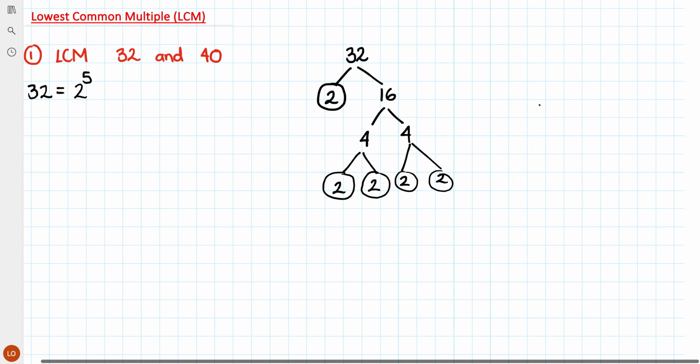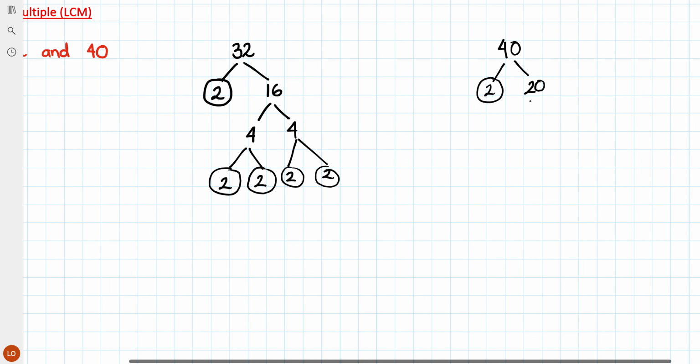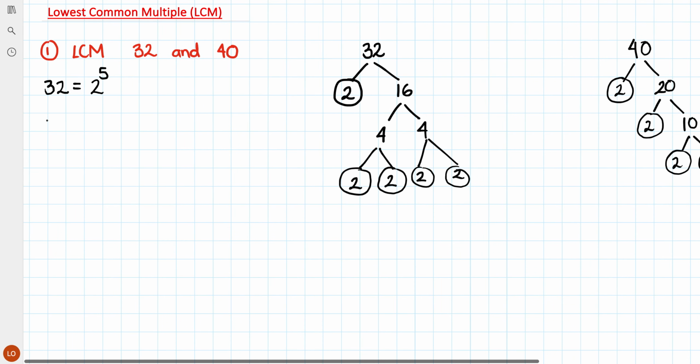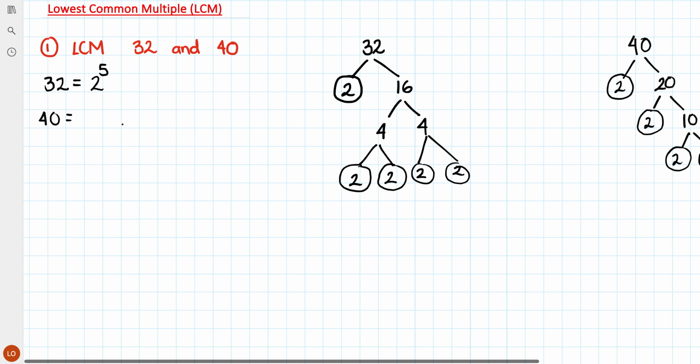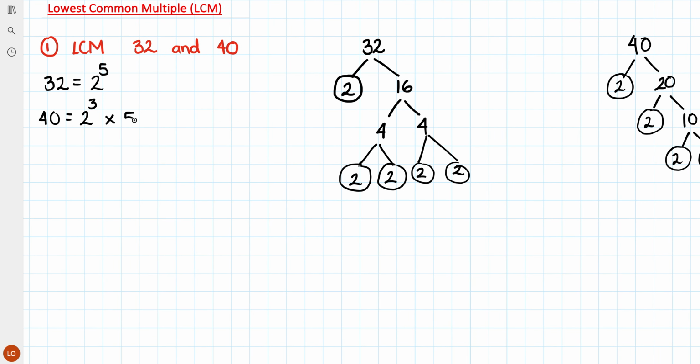Now let's do 40. I'm going to start with 2 again, and that gives me 20. Then 20, I'm going to divide by 2 again, and that gives me 10. I divide 10 again by 2, and that gives me 5. Wonderful. So 40 can be written as 2 to the power of 3 times 5.